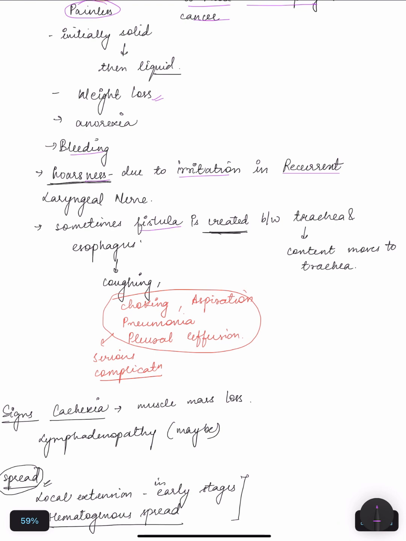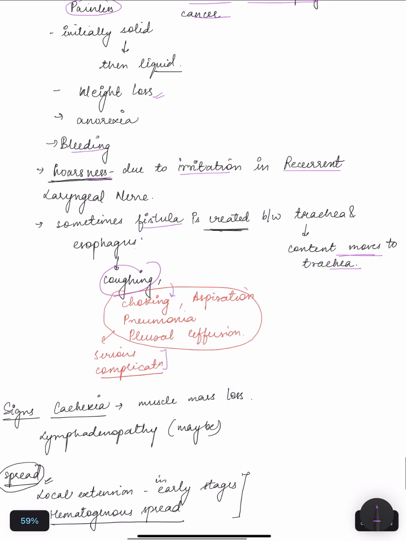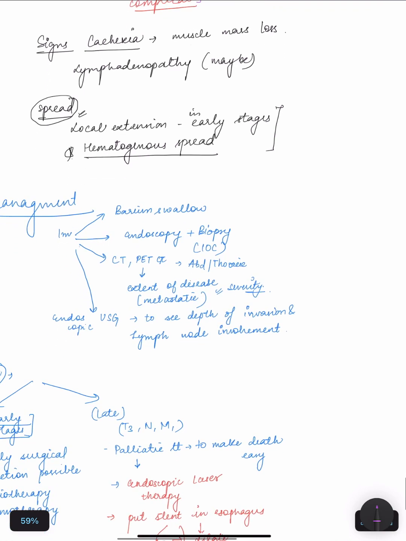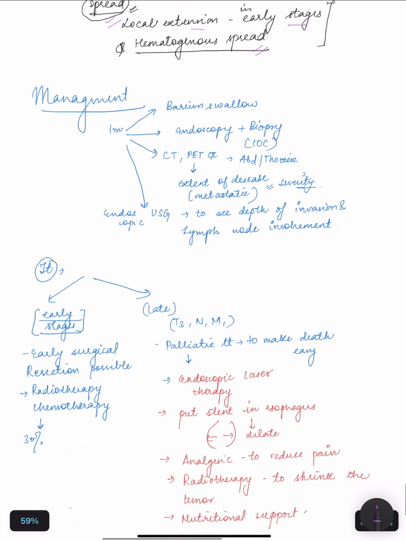Sometimes a fistula is created between the trachea and esophagus, and the content moves to the trachea, which leads to coughing, choking, aspiration, pneumonia, pleural effusion, which is a serious complication. Signs include cachexia, which is muscle mass loss, lymphadenopathy may be present or maybe not, and the spread can be local extension in earlier stages, hematogenous spread.